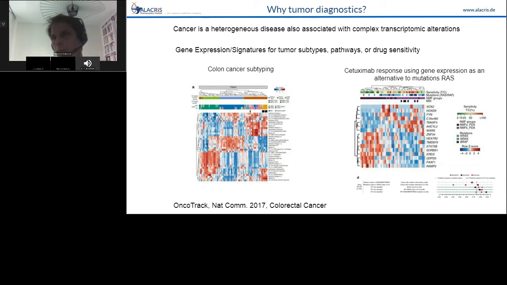On the right, you see a gene expression signature for the response to cetuximab that was found in the same study. Cetuximab is a target of EGFR, and the known biomarker is mutations in RAS or KRAS, NRAS. And here we could show that a gene expression signature could even outperform mutations in RAS or KRAS and NRAS in terms of accuracy for predicting response to cetuximab. So taking the transcriptome gives an even more complex pattern and more information on the heterogeneity and on the disease itself.